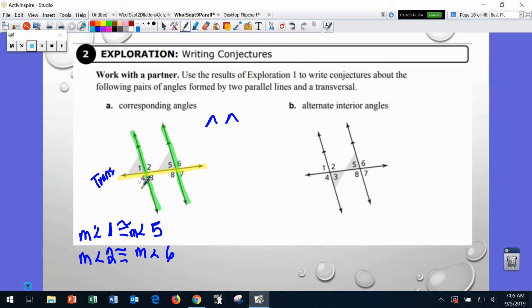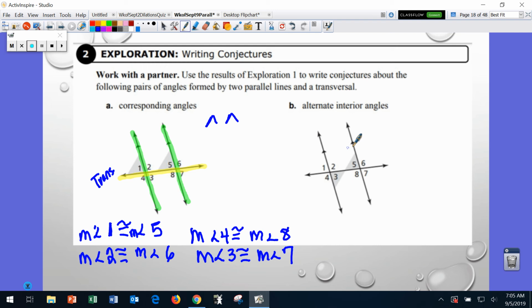I can say the same reasoning for 4. 4 is to the left of the parallel line, and 8 is to the left of the parallel line. So the measure of 4 is congruent to the measure of 8. Here, I can say 3 is to the right of the first parallel line, and 7 is to the right of the other parallel line. So the measure of angle 3 is going to be congruent to the measure of angle 7.